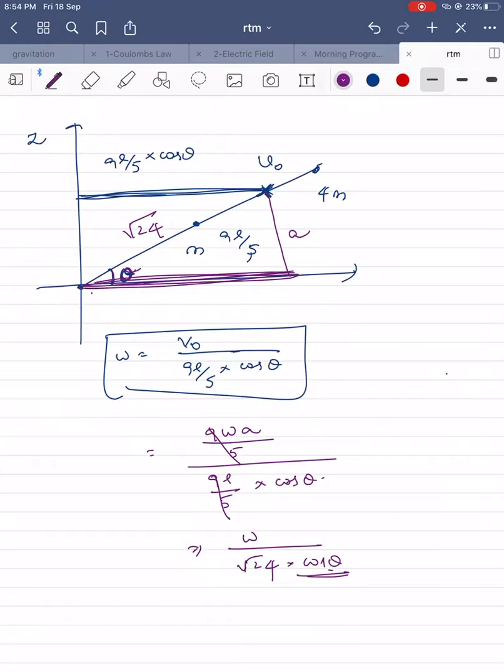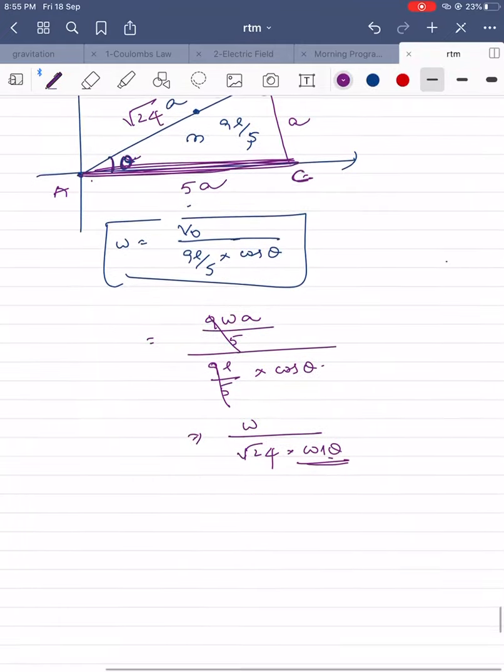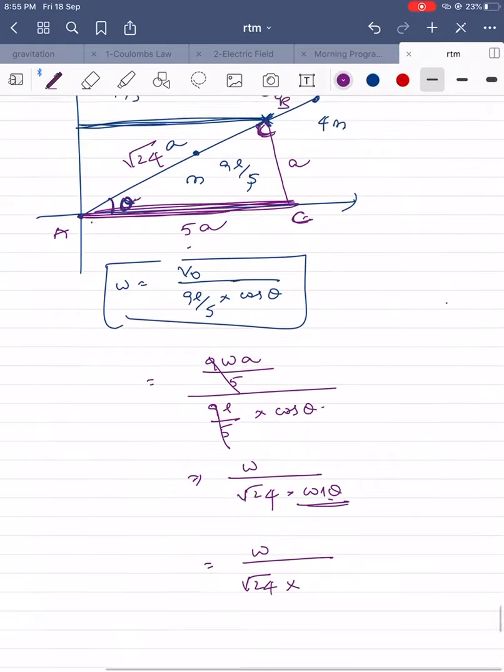Is this the hypotenuse or the opposite side? Adjacent side. This is actually A, B, C. AC is actually the hypotenuse. See clearly, here is 90 degrees. It will be the square root of root 24 square plus A square. The answer will be 5 into A. So 24 A. It is equal to 5 into A. Cos theta is equal to omega root 24.